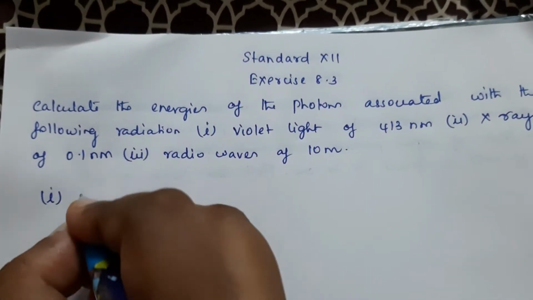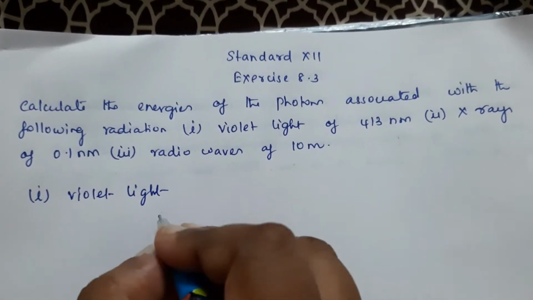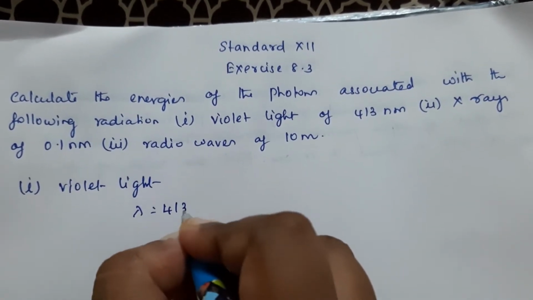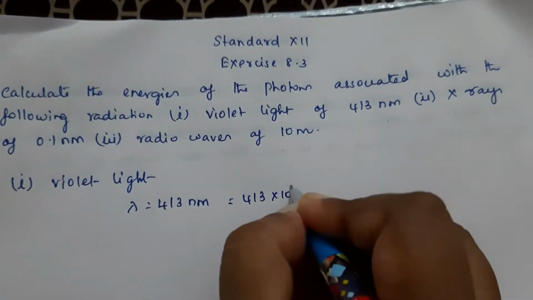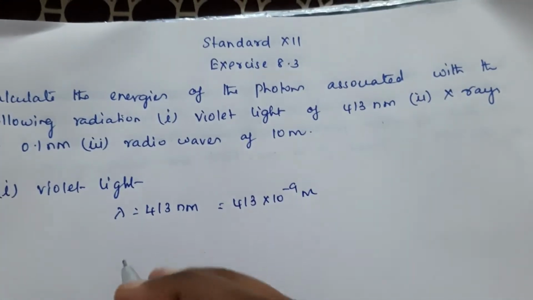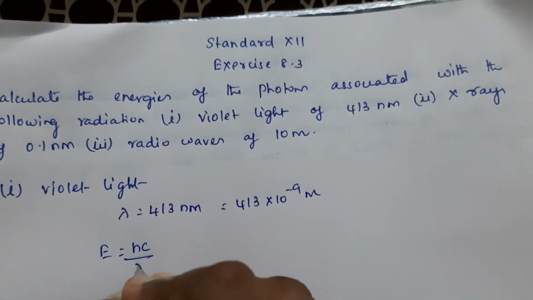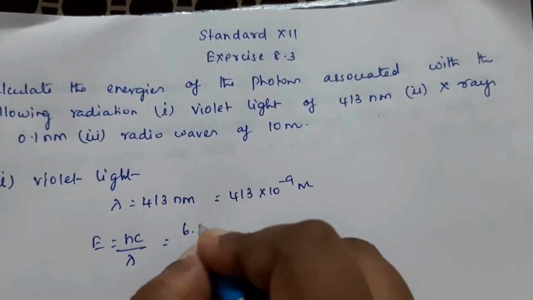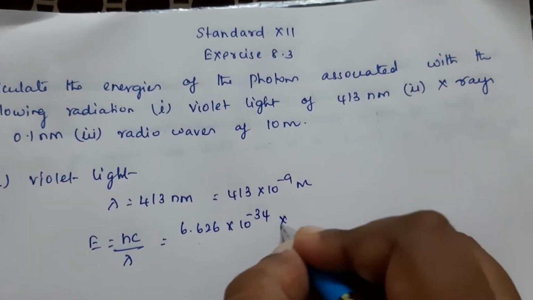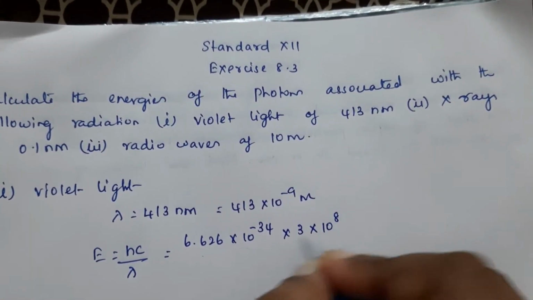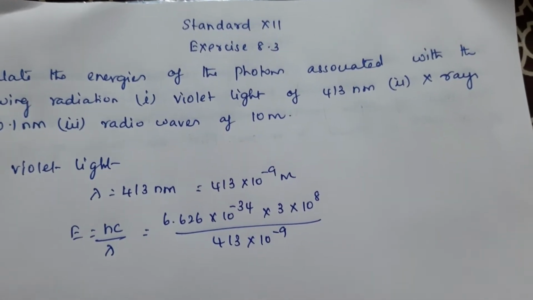1. Violet light. Here the lambda value is 413 nanometer, which is equal to 413 into 10 raised to minus 9 meter. We have to find out the energy of the photon. So E is equal to hc by lambda. So it is 6.626 into 10 raised to minus 34 into 3 into 10 raised to 8 divided by 413 into 10 raised to minus 9.